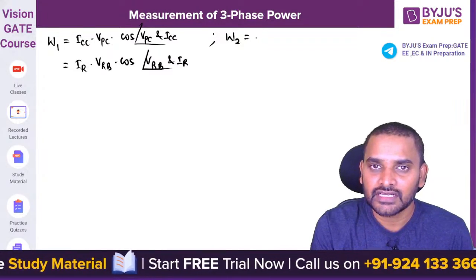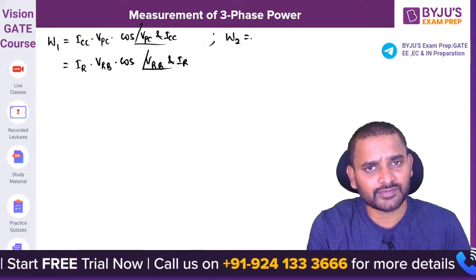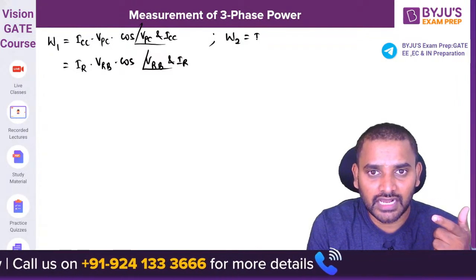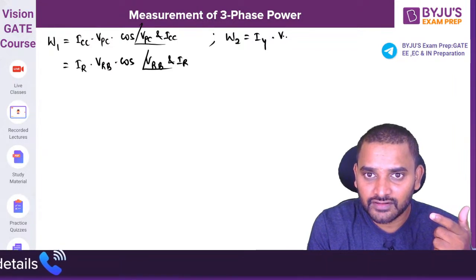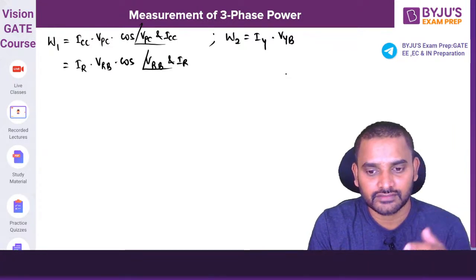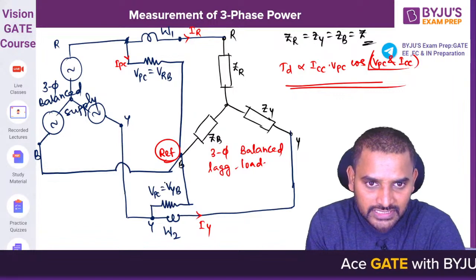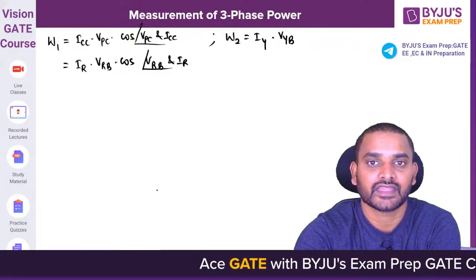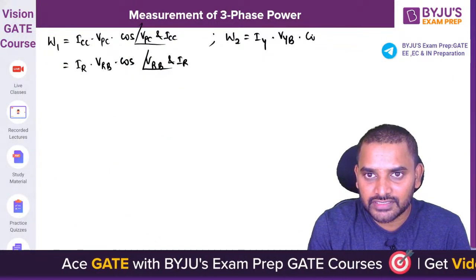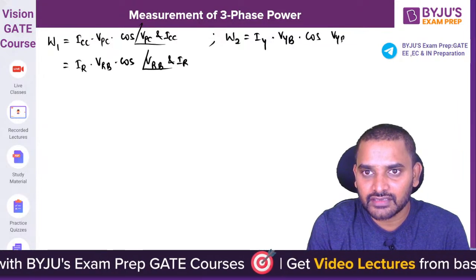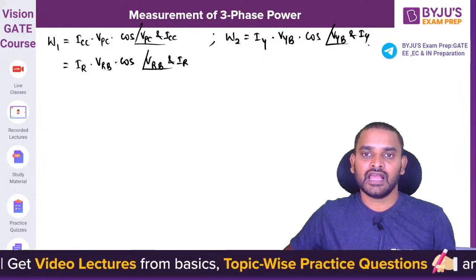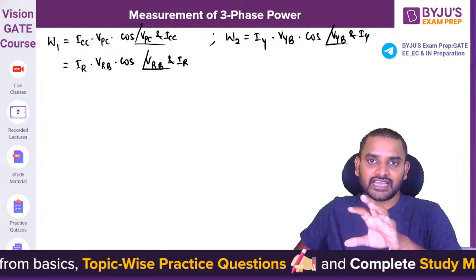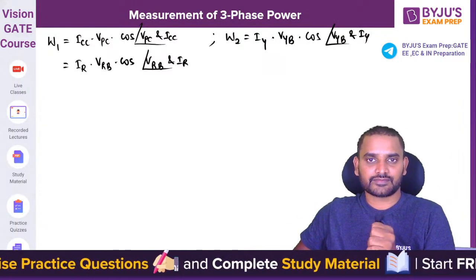Wattmeter 2 reading will be: current coil current is IY, pressure coil voltage is VYB. We have written already. Voltage across the pressure coil is VYB, and cos of the angle between VYB and IY. So this is what you need to calculate. Now, how do you calculate this IY, IB and cos of the angle between them?